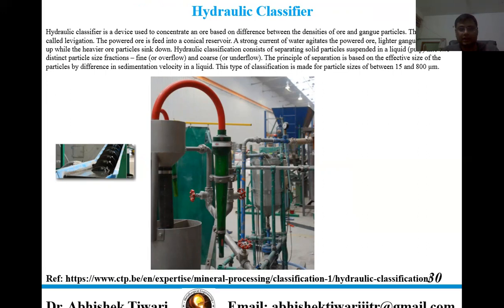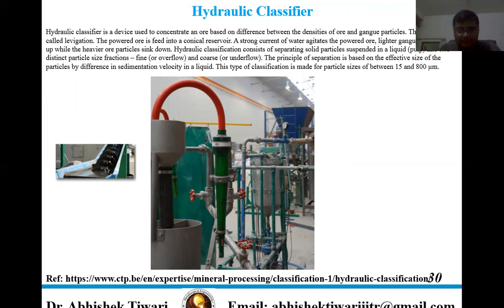Hydraulic classification consists of separating solid particles suspended in a liquid pulp into two distinct particle size fractions: fine or overflow, and coarse or underflow. The principle of separation is based on the effective size of the particles, by difference in sedimentation velocity in a liquid. This type of classification is made for particle sizes between 15 to 800 microns.